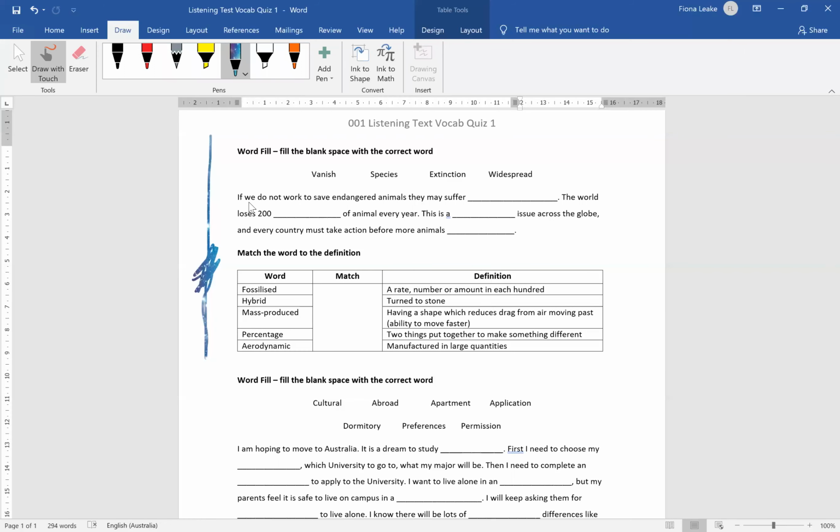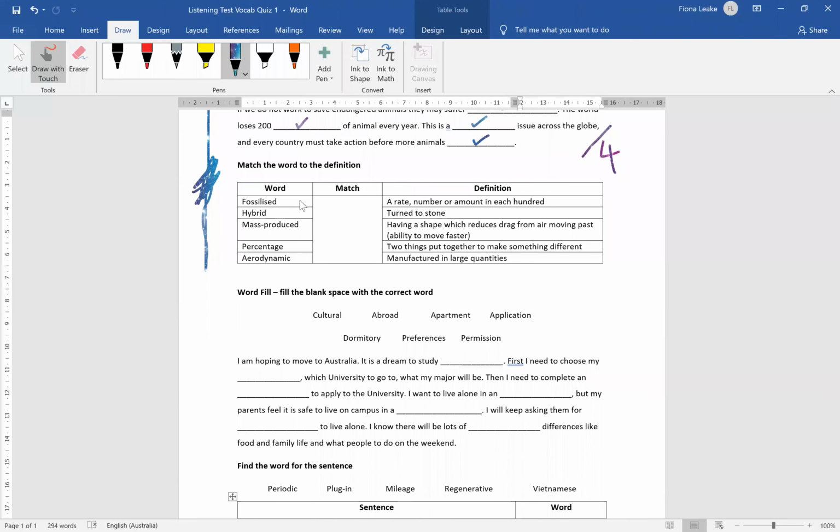Okay, here we go. If we do not work to save endangered animals, they may suffer extinction. Okay, so please give the person a tick if they wrote extinction there. The world loses 200 species. So again, a tick if they got that correct. So that's 2 marks of animal every year. This is a widespread issue across the globe, and every country must take action before more animals vanish. So vanish basically means to disappear. All right, so 1, 2, 3, so you should get a 4 out of that.